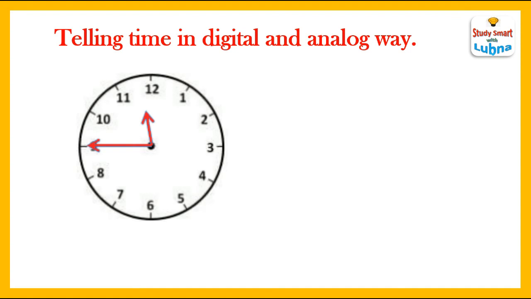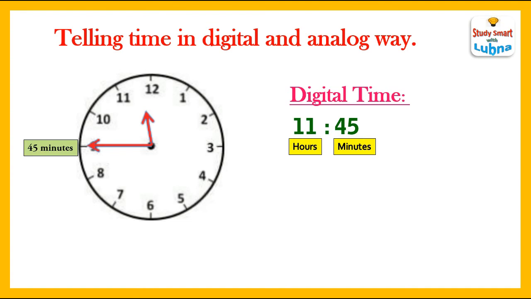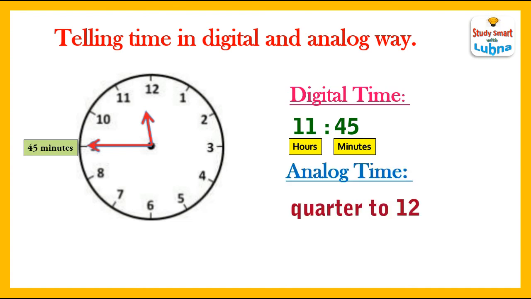Here the small hand, the hour hand is in between 11 and 12, so the hour is 11, and the big hand, the minute hand is at 9. That means 45 minutes. So the digital time is 11 hours and 45 minutes and the analog time is quarter to 12.